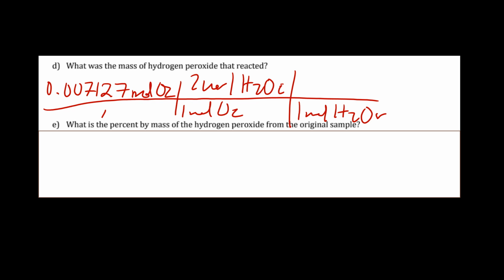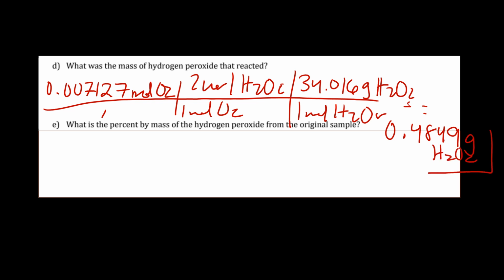I have 34.016 grams of H2O2 times 2 times 0.007127. You should have gotten, with your sig figs, 0.4849 grams of H2O2.